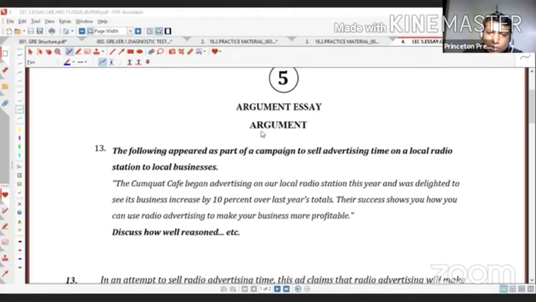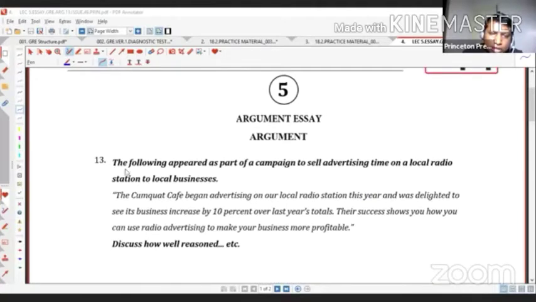There are 2 types of essay, one is argument essay and one is issue. Okay, let's read it together. The following appeared as part of a campaign to sell advertising time on a local radio.